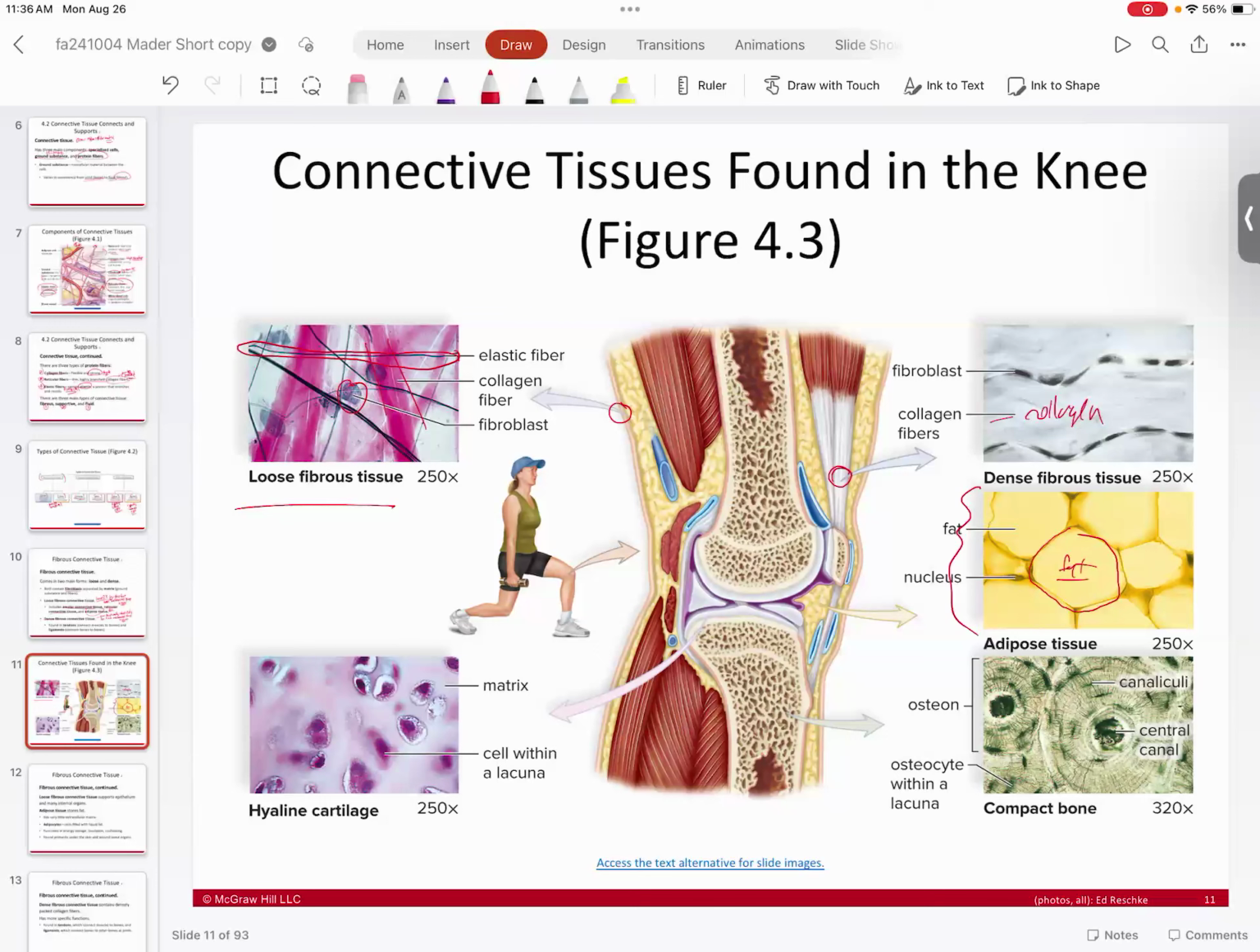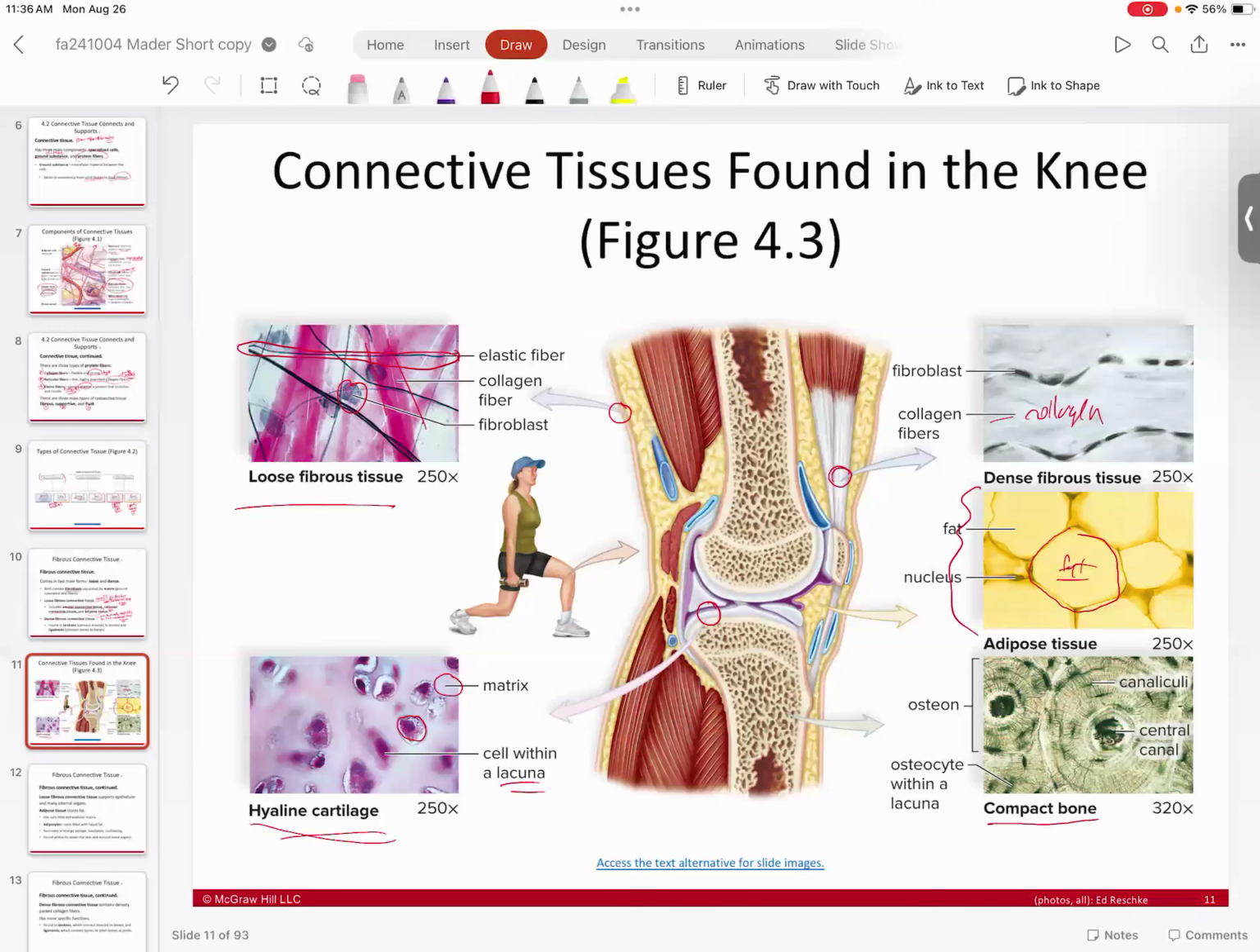So this is your dense fibrous, which is coming from your tendon. And then your supportives. So you have cartilage, hyaline cartilage, where you can see you've got chondrocytes, which are basically cartilage cells within a little hollow area called the lacuna. And then you have the matrix. That's the actual cartilaginous ground substance, and the proteins. You can see it has kind of an airbrushed look. That's true for hyaline cartilage. So that's going to be your articular cartilage in your joints. That's where the hyaline cartilage is coming from.